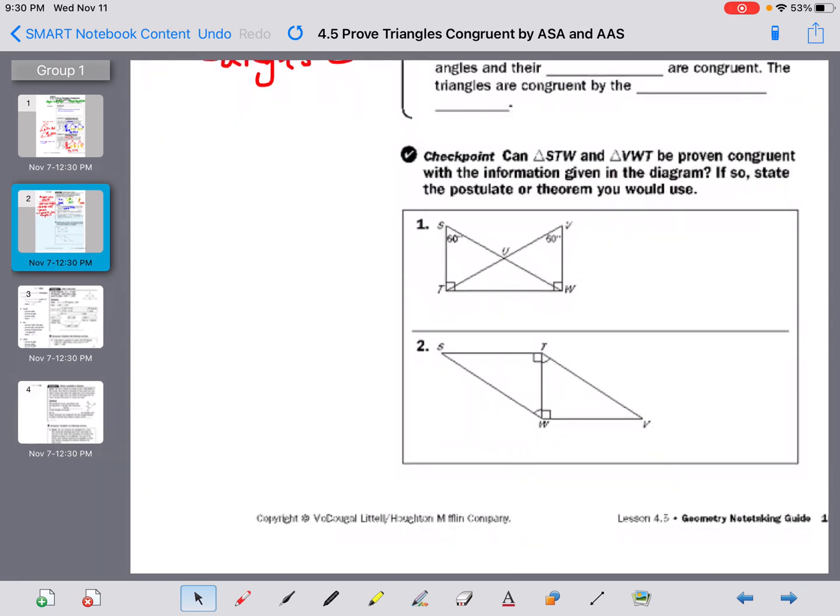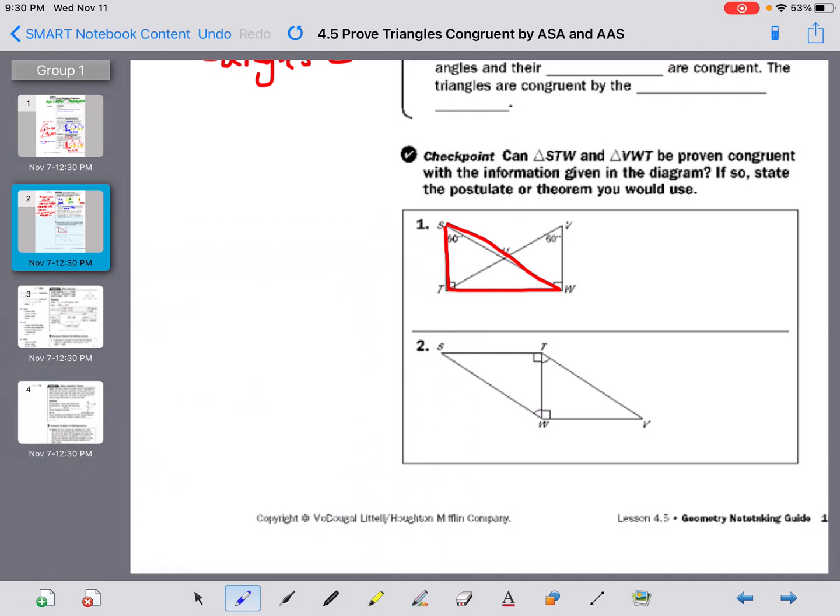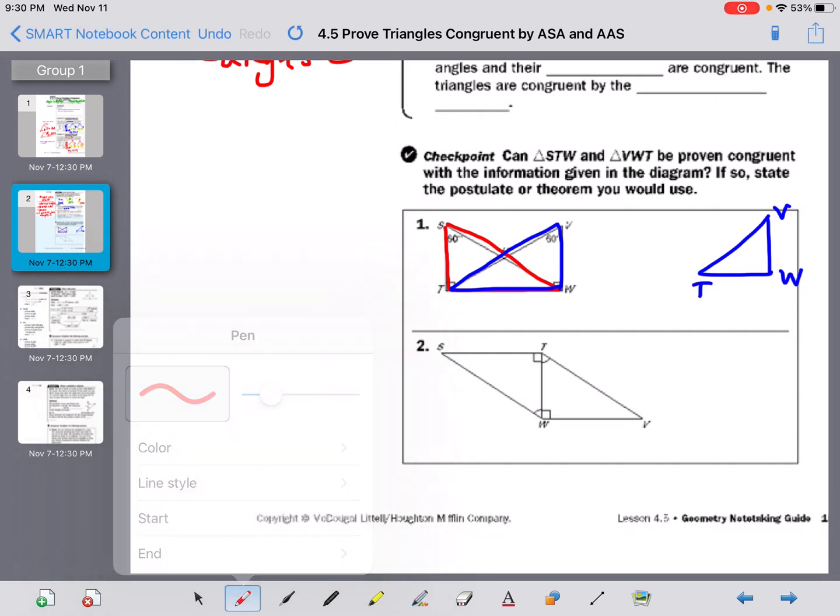All right. So here we are on this one. It says, can triangle STW, that's this one, and triangle VWT, are those two congruent? Okay? So we're trying to see, is there anything we know about those two triangles? And in fact, I'm going to pull them apart just a little bit so you can see kind of what they are when they're not overlapping, okay?